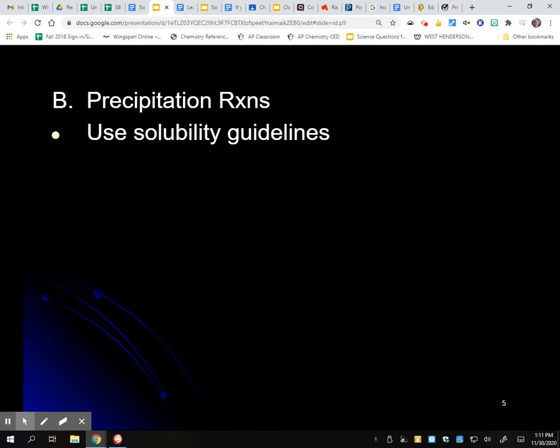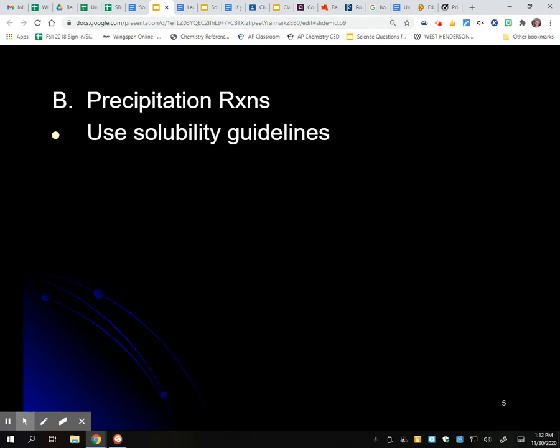This video is on using solubility rules to identify insoluble compounds. Because water is polar, it can dissolve many other ionic compounds since they both have some sort of charge. But water cannot dissolve all ionic compounds. Sometimes the attraction between the ions is just too strong.